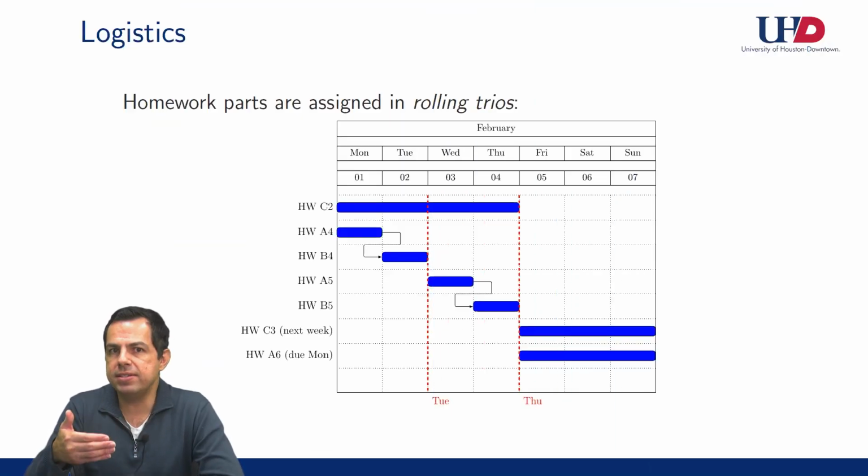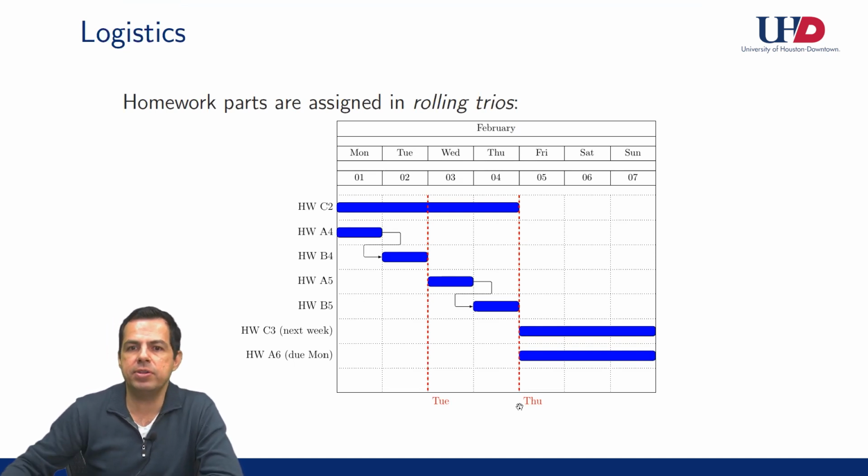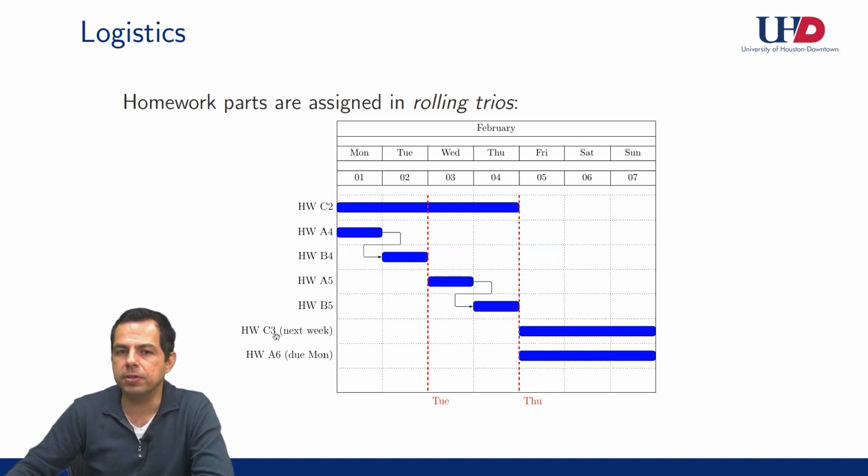Let me show you basically the schedule we follow with active learning. We have rolling trios like this. So for example, every Tuesday and every Thursday, we have a B homework, as you can see in this Gantt chart. Every week we have a C homework, so that's the long bar you see there. So C2 will be due Friday, and the next C homework is going to be due next week, so students know what's next. And as you can see here, to go to the B homework, students must submit an A homework before that. So we follow this schedule every week.